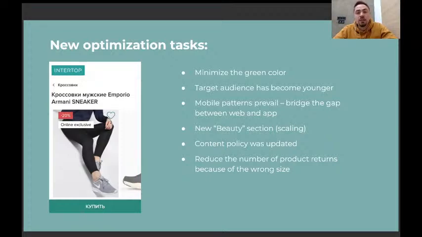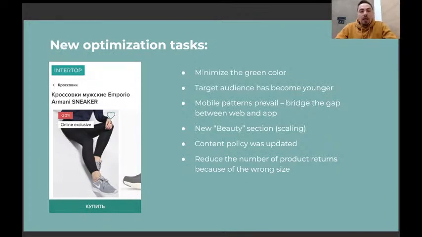The third idea is that we realized mobile patterns prevail, and we want to bridge the gap between web and app. They had a new section, beauty, and it was one of the ideas for scaling this business and online store. We also had an update of the content policy. And the last idea of this task is that we want to reduce the number of product returns because of the wrong size. I'll show how to fix this.